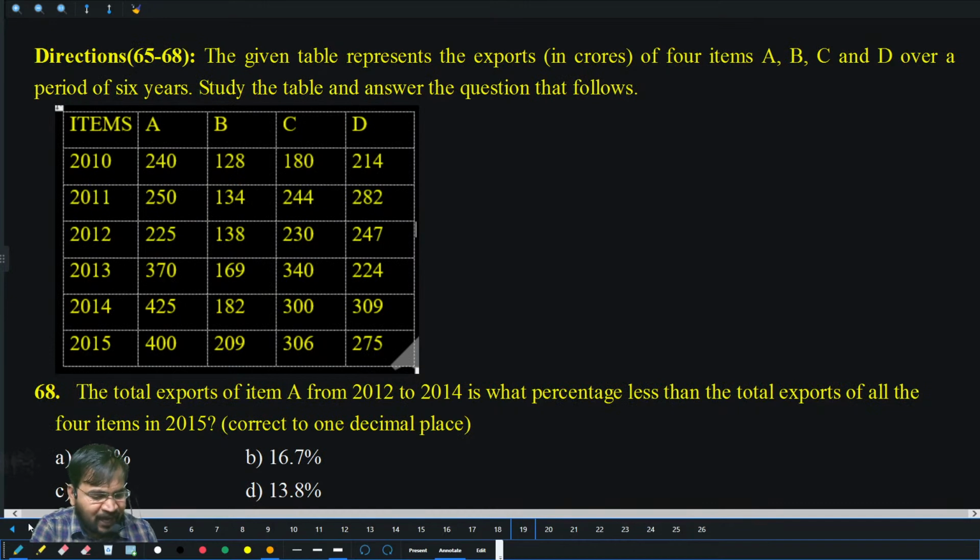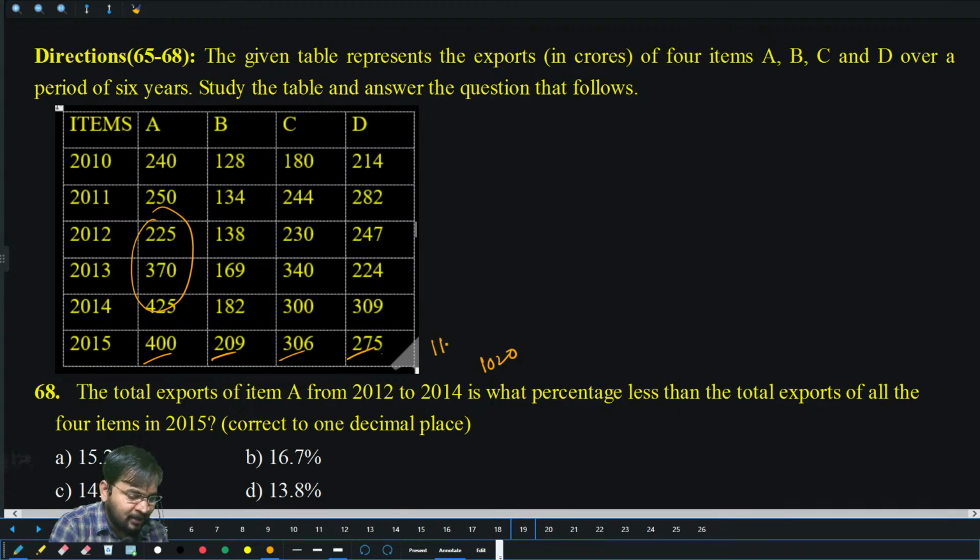Next, the total exports of item A from 2012 to 14. How much is it? 225, 425, 450, 650, 720, 1020. 1020 is what percent less than the total exports of all the 4 items in 2015? 4 plus 6, 6 plus 3 is 9, 9 plus 2 is 11, 11 plus 4 is 15, 15 plus 75 is 90.